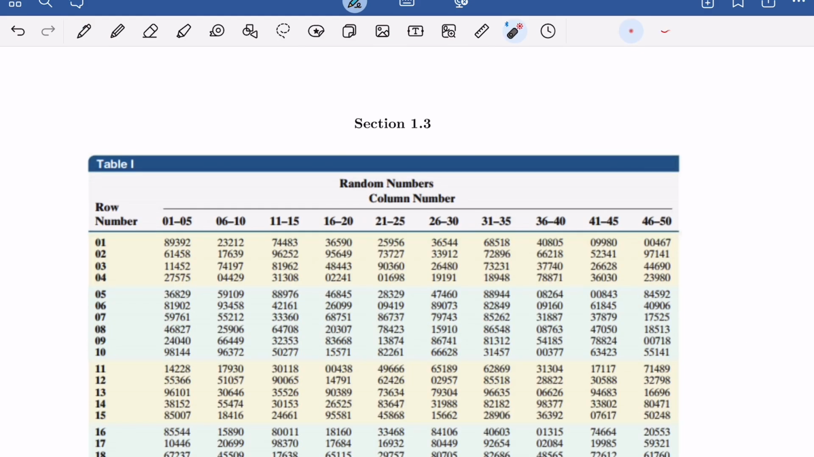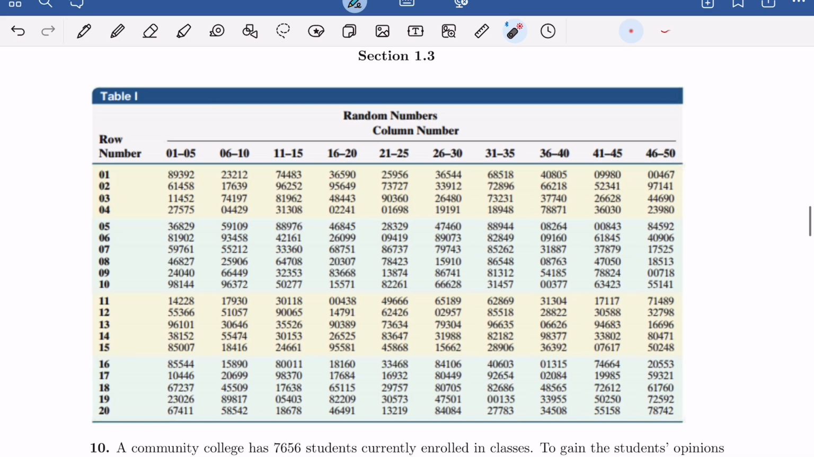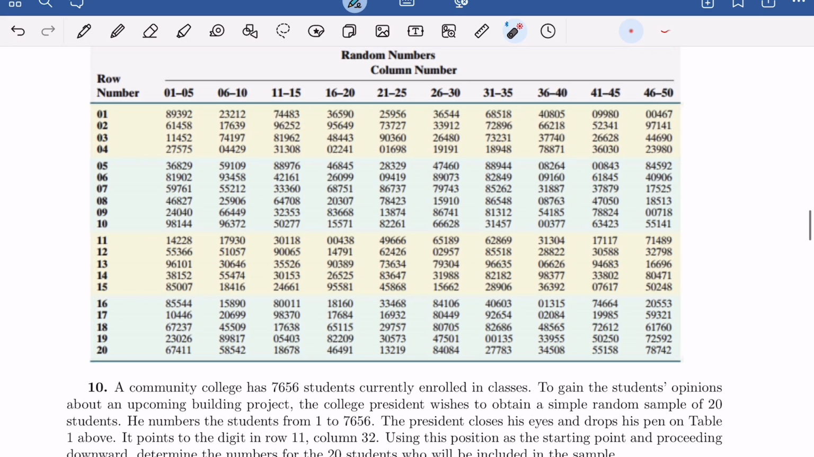All right, so this brings us to section 1.3, where we're going to be obtaining simple random samples using this random numbers table here. So let's start with question 10. We're told that a community college has 7,656 students currently enrolled in classes. To gain the students' opinions about an upcoming building project, the college president wishes to obtain a simple random sample of 20 students.